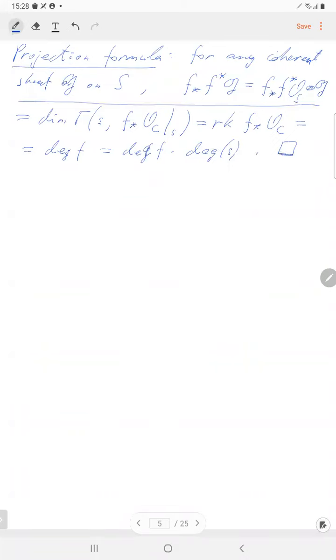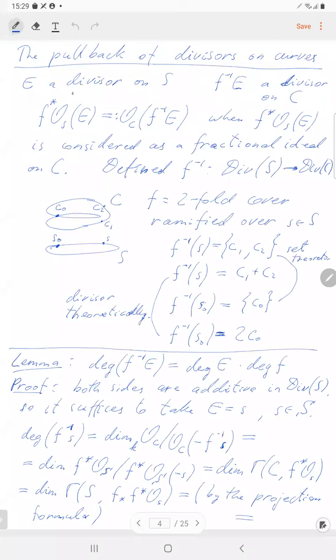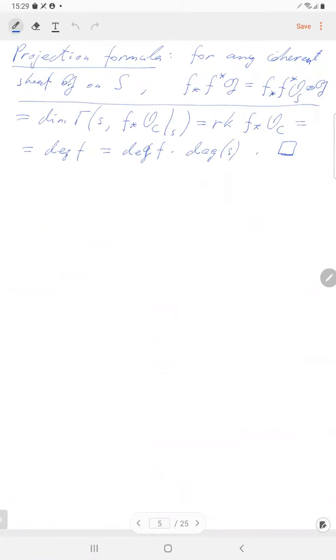Okay, so once again, the statement of this lemma is pretty intuitively clear, but the rigorous proof is not too short. But now, given this result, we can finally define the degree of line bundles. So we're almost there.